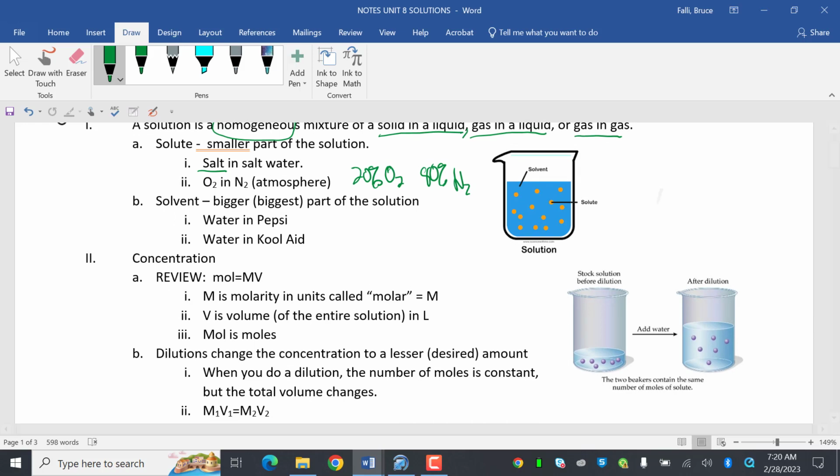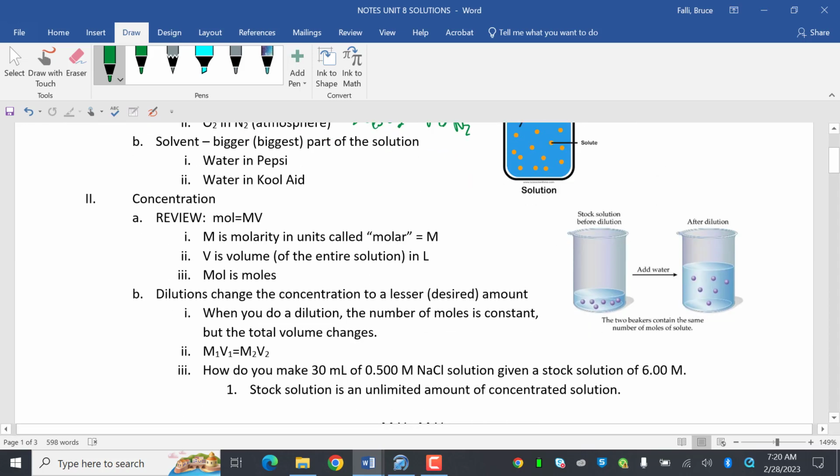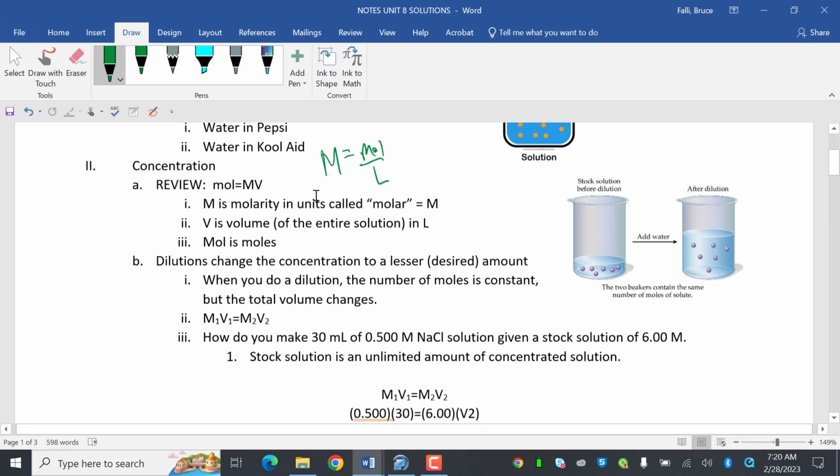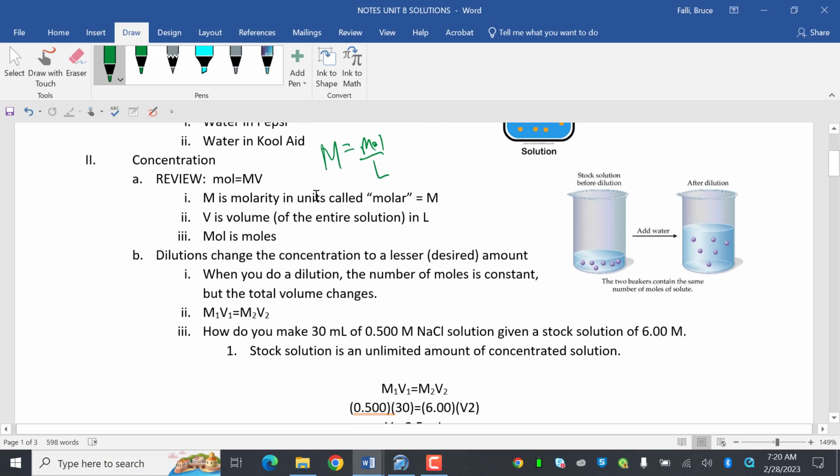All right, concentration. So review. Remember, moles equals MV. You'll also see every now and then molarity. Molarity equals moles over liters. Big M is molarity, and then it's called molar. V is volume, the entire solution, meaning solute and solvent, in liters, and moles is moles.